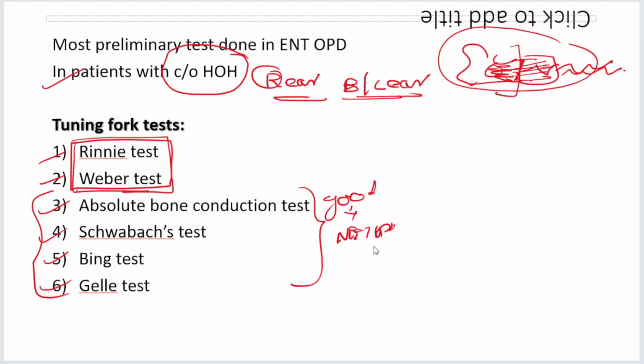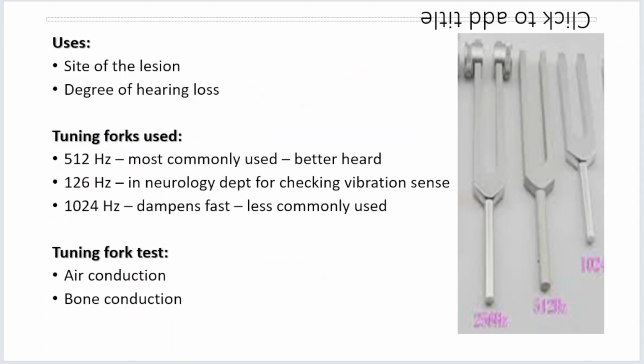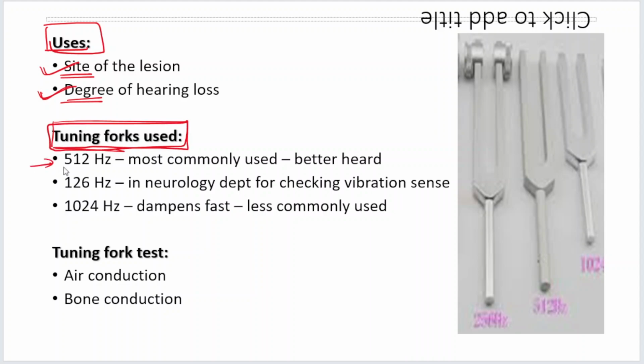Okay. Now, coming to the uses of the tuning fork test. Why do we do the tuning fork test? With the tuning fork test, we will come to know the site of the lesion and the approximate degree of hearing loss. So to know the site of the lesion and the degree of hearing loss, the tuning fork tests are used. Which tuning fork is most commonly used? The go-to tuning fork is the 512 Hertz. So 512 Hertz is the most commonly used tuning fork when we perform this test.